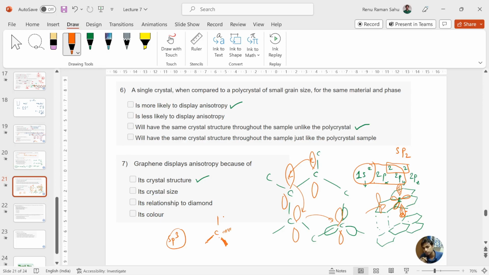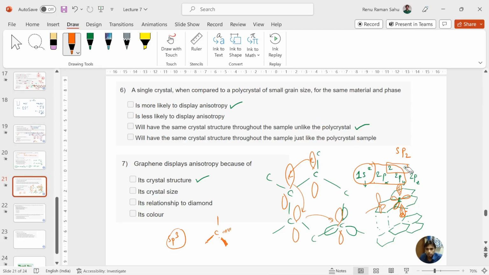So that is why graphene shows a high degree of anisotropy, and it is basically because of the crystal structure. Is that clear? How did the sp z get empty? Sorry, how did it get filled here? Because here the 2p x, y, z all three have one electron.